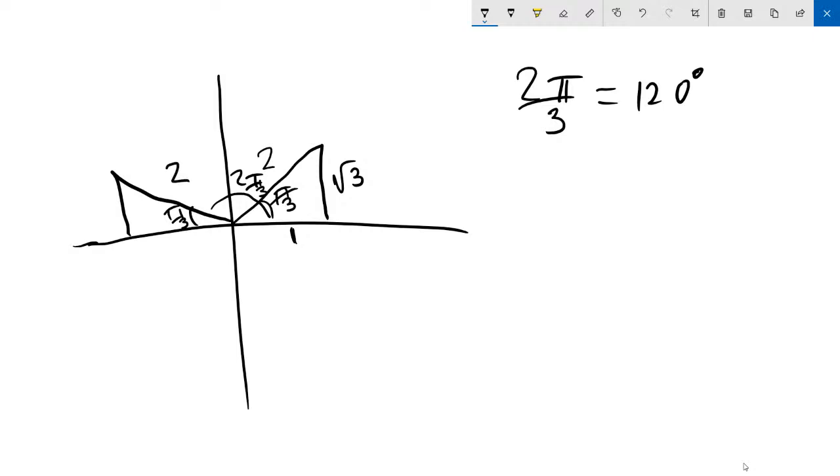So this is 2. The length of the hypotenuse is always positive. This is square root of 3 because it's the same triangle reflected. Square root of 3, and the height over here is positive. But notice now this length over here is 1 because it's in the other direction. So this is a -1. So this triangle is in the -1 direction.